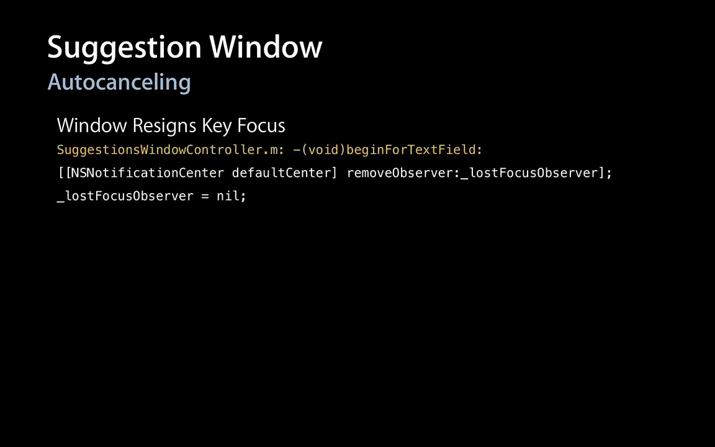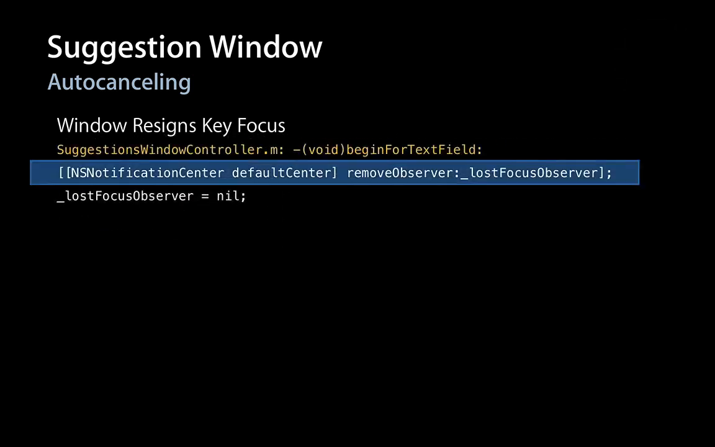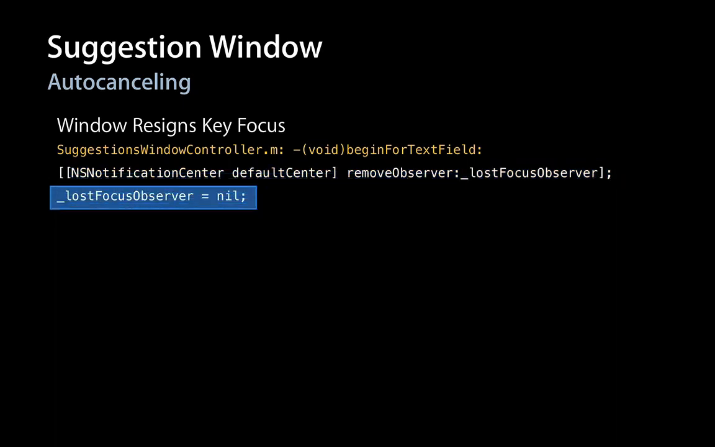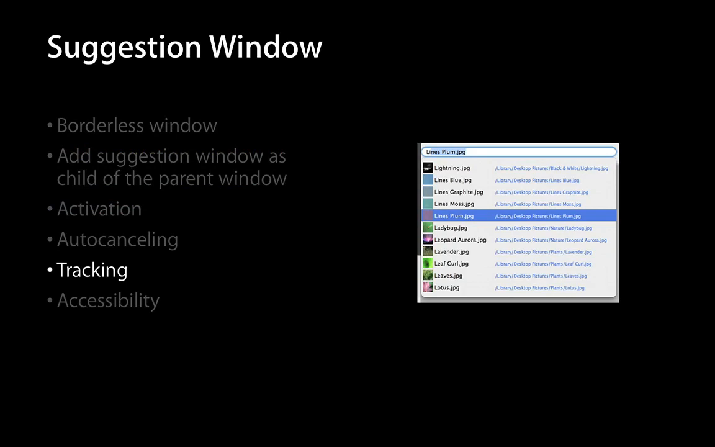And likewise, whenever we dismiss our suggestions window, we need to go ahead and remove that observer as well. And just like the local event monitors, the observer that's returned to you, you don't need to retain it. The memory is handled for you. But you do need to go ahead and remove the observer, or else it's hanging around forever. And likewise, once you remove the observer, we need to set our local IVAR to nil. Otherwise, we're hanging on to a potentially invalid object. So that's great.